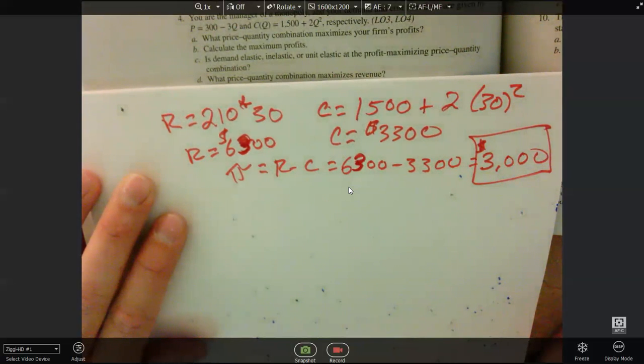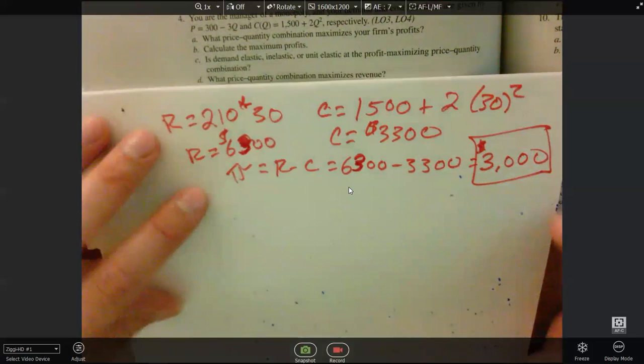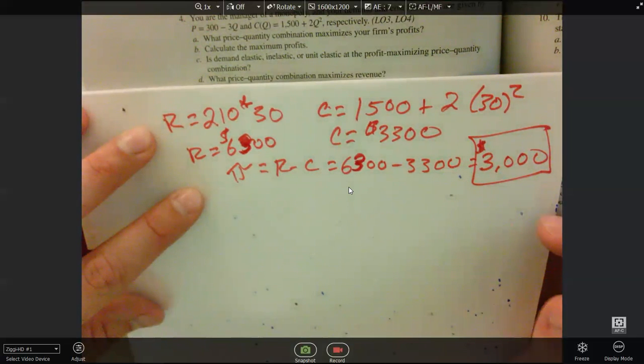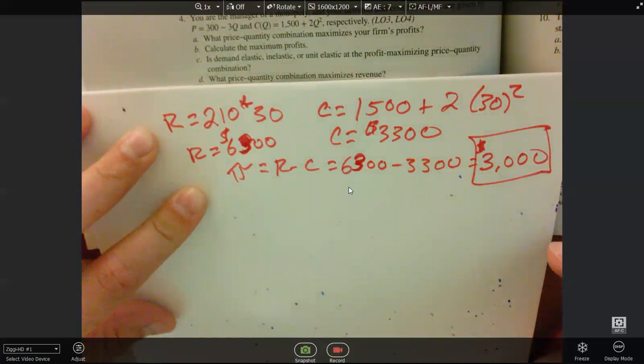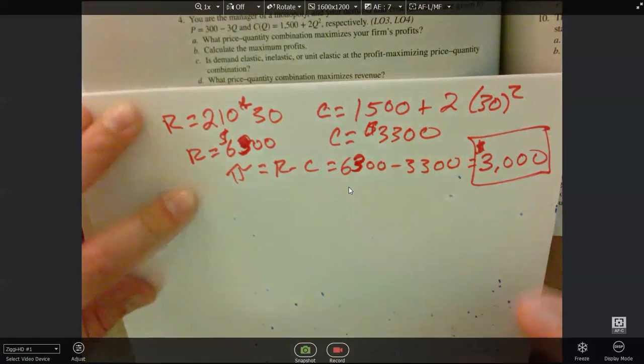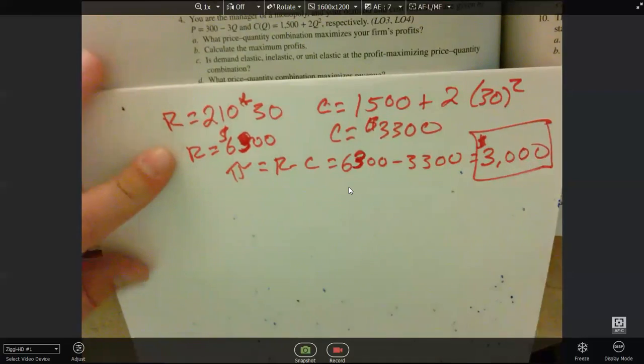All right, so we're asked, is the demand elastic, inelastic, or unit elastic at the profit maximizing price quantity combination? So do we think the demand is elastic, inelastic, or unit elastic? So the best way to do this would be to use our point slope formula for that, right? Exactly.